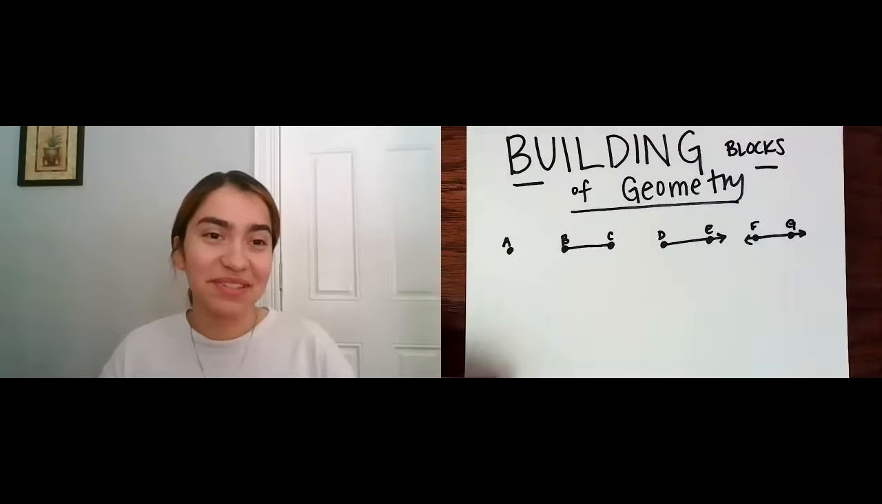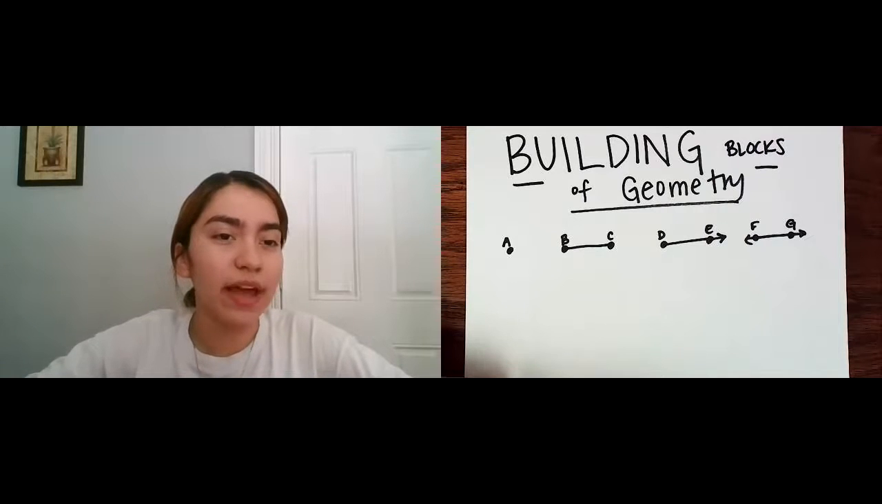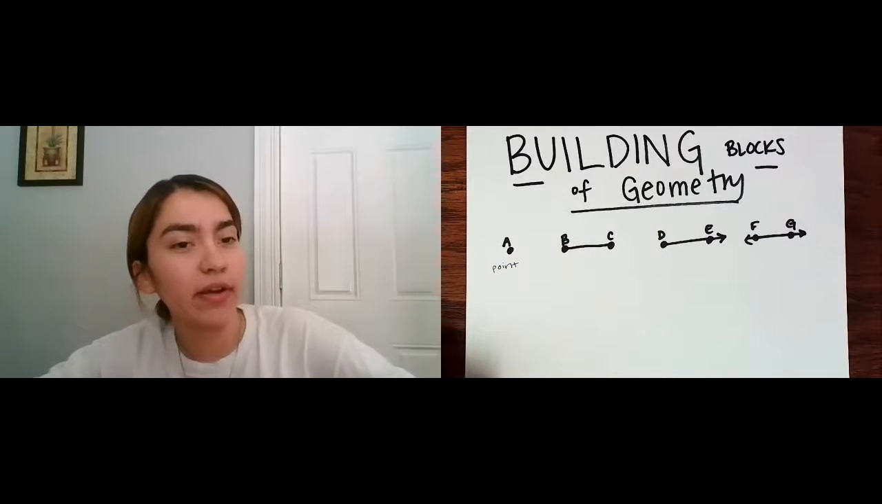All right, so these are the building blocks of geometry. So first we have our point A. A point is just anything. It could be a point in space. It could be a point in my backyard.